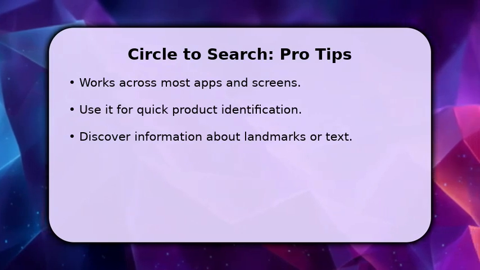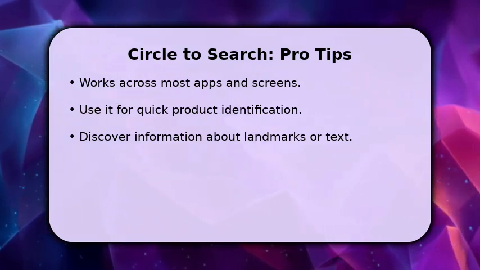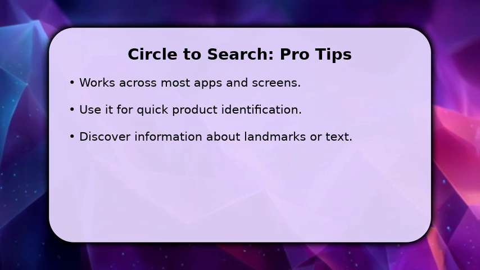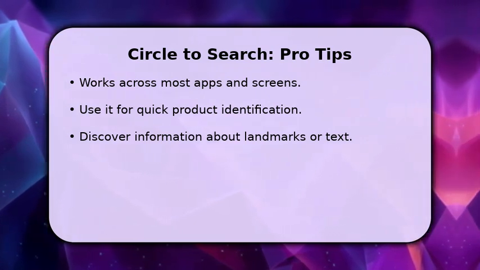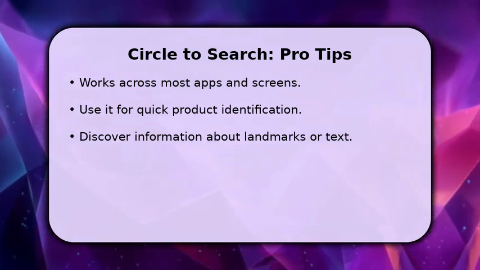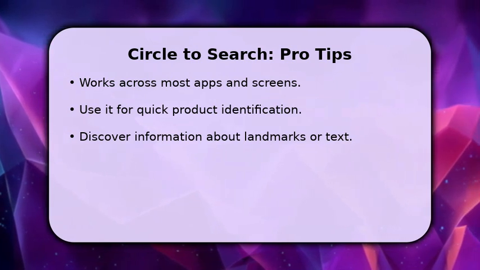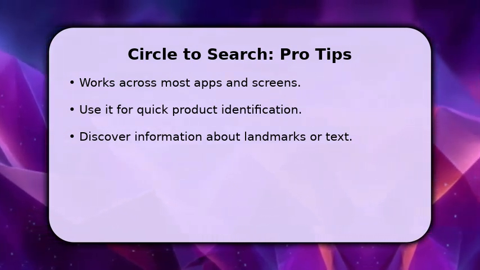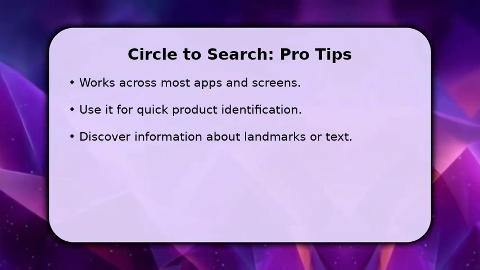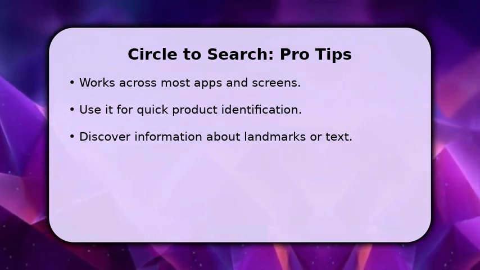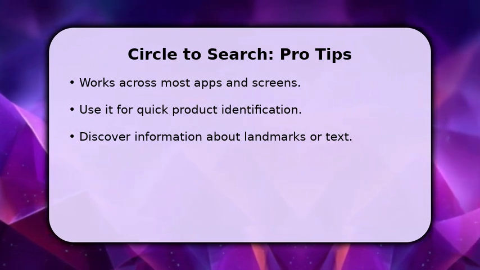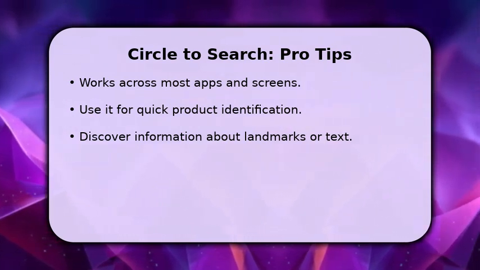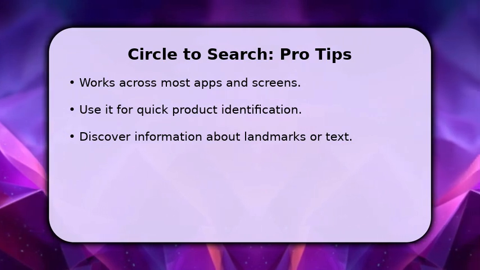Circle to Search is incredibly versatile and works across nearly all applications and screens on your Vivo X200. It is perfect for quick product identification when you see something interesting online or in a photo. You can also use it to instantly discover information about landmarks, plants, or even translate text directly from your screen, making it a truly powerful everyday assistant.